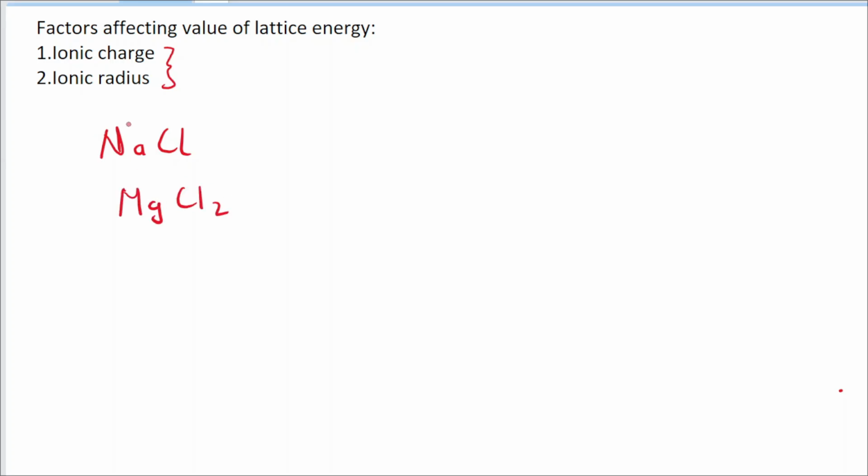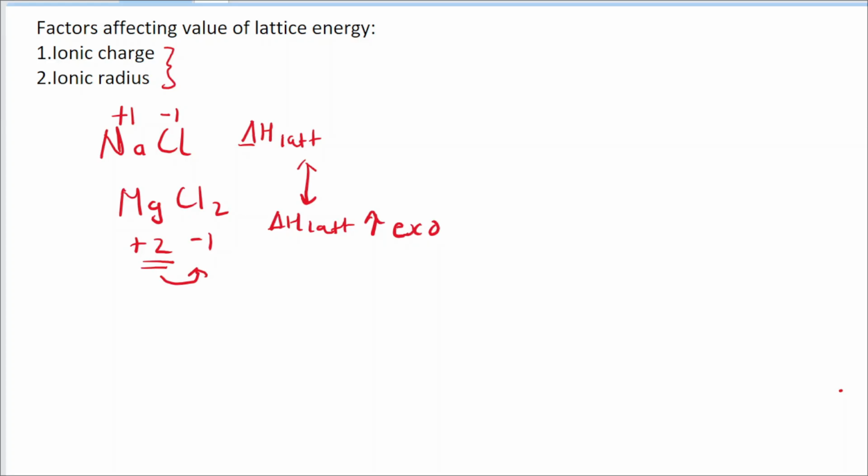MgCl2. Sodium has a charge of positive 1, chlorine is negative 1, and magnesium is positive 2, and this one is negative 1. So the main difference between these two in terms of the charges is that this one is twice the charge of sodium. Now the attraction between these two will be much more than the attraction between sodium and chlorine. So what we will see is that the lattice energy for sodium chloride will be less than the one for magnesium chloride. So this one's lattice energy will be more exothermic than compared to sodium chloride.